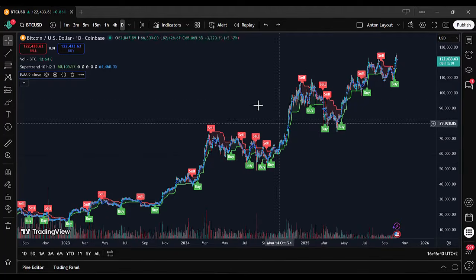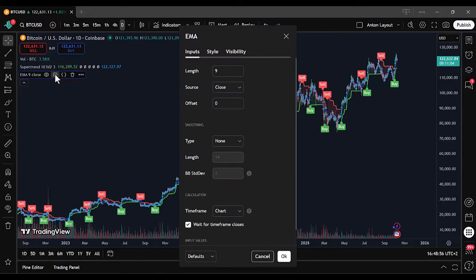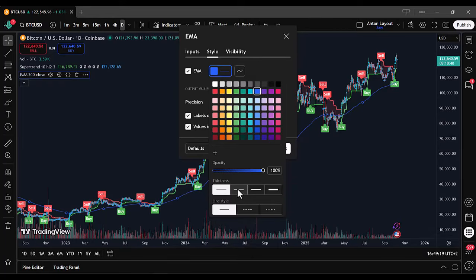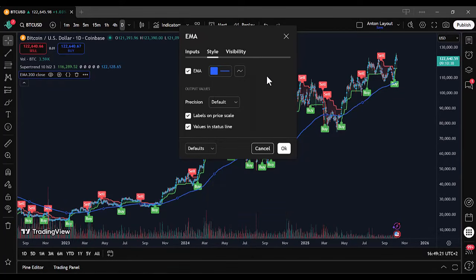Let's dive right in. First thing that we're gonna do is go to the EMA settings and change the length from 9 to 200 guys. That's very important. The second thing that I like to do is make the EMA line a bit thicker guys. So just add a bit more depth to it, so it's more clear when we see the EMA line.